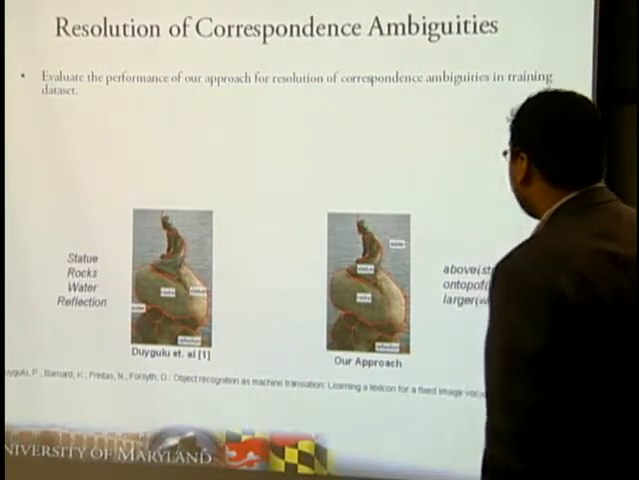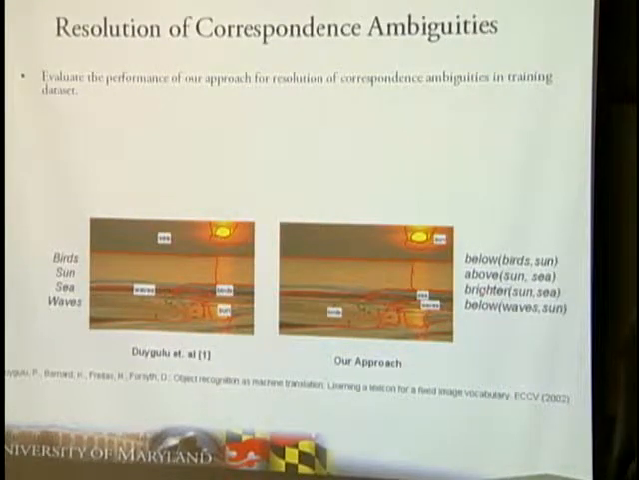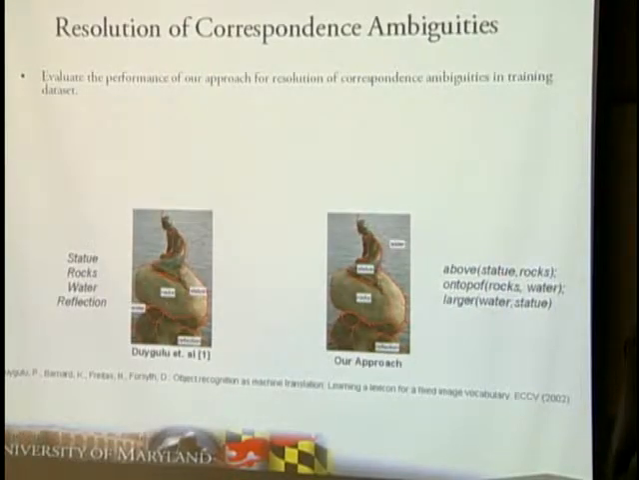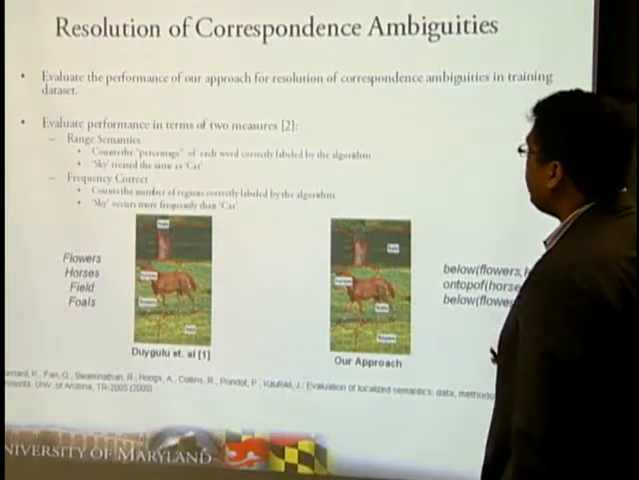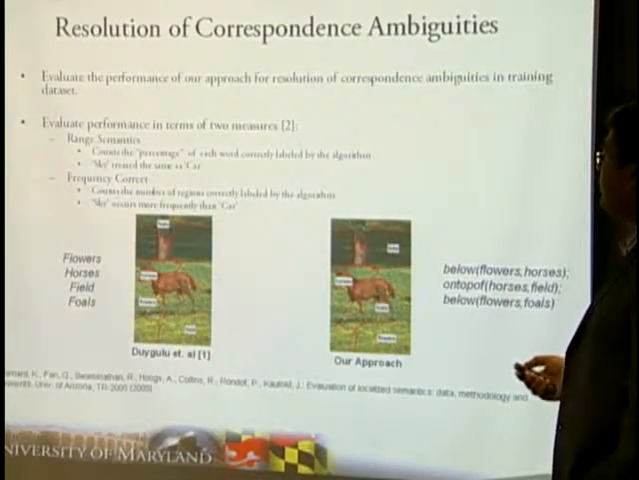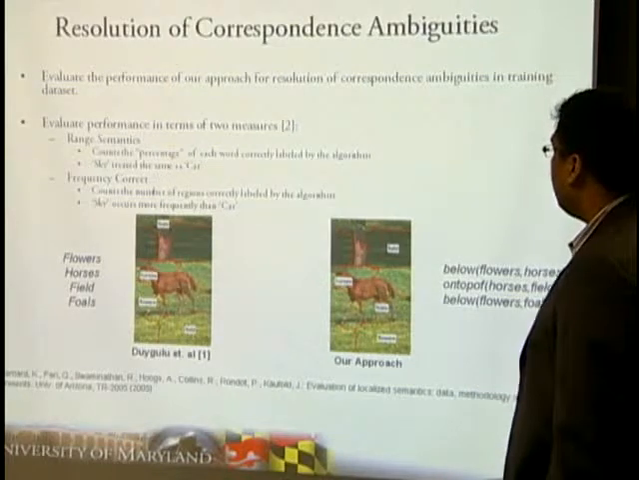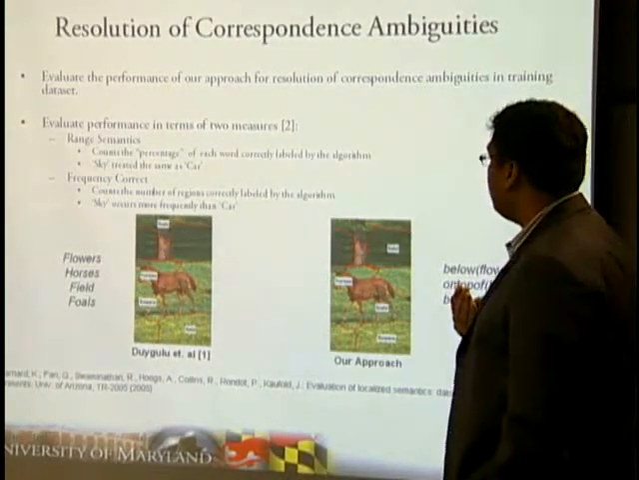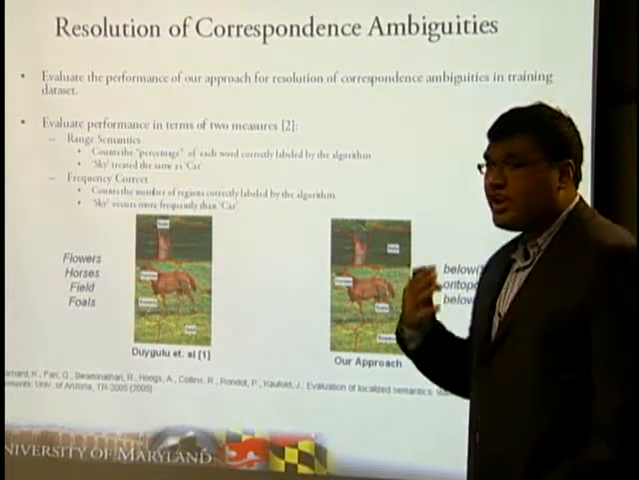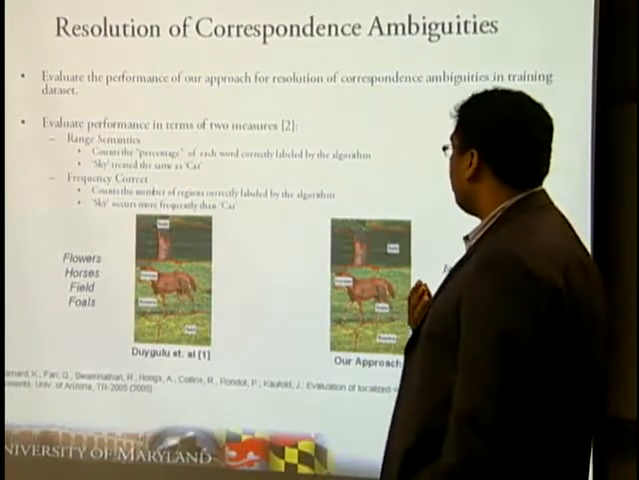So therefore, we have two kinds of relationships: the ones which are ground truth or true throughout the data set, and the ones which are image specific, or the local relationships. Now quantitatively, we compare the performance of our approach based on two measures. The first measure counts the percentage of each word correctly labeled by the algorithm. The second measure counts the number of regions correctly labeled by the algorithm.